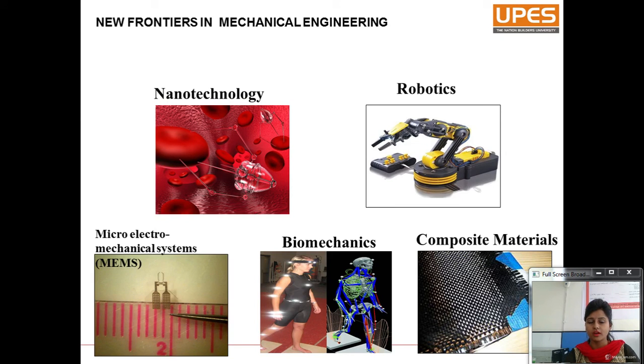These are some of the new frontiers, that means the latest technologies in the field of mechanical engineering. Nanotechnology, when you are changing the structure of a material at the nano level. Robotics is a very booming field of mechanical engineering nowadays. We have biomechanics, in which you study human behavior by using machines, as well as composite materials. Composite materials deal with increasing the hardness and toughness of certain materials by making composites with different materials.